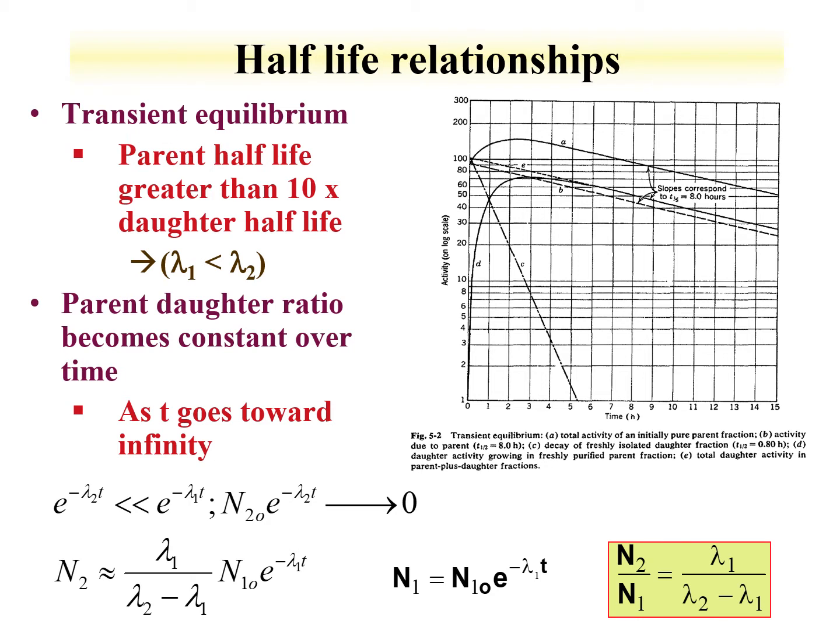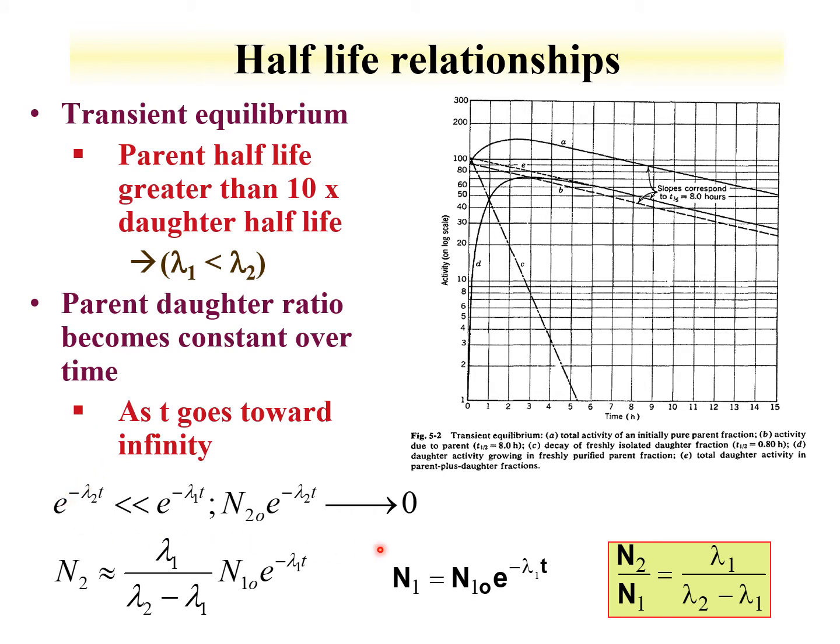Now the decay constant of the daughter is going to be greater than the decay constant of the parent. The ratio between the parent-daughter activity becomes constant over time. As shown here, here's the total activity. There's an activity of the parent. There's a daughter activity that grows in. That ratio becomes constant over time. Now, this ratio is going to be the same. The total value will change. So we see that this ratio is going to be constant. And as t goes to infinity, the activity goes towards 0.